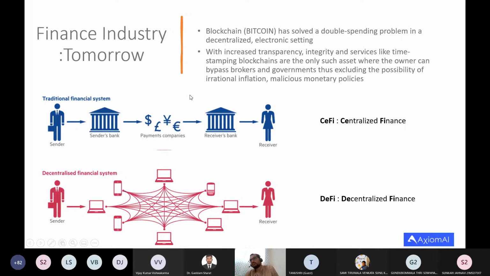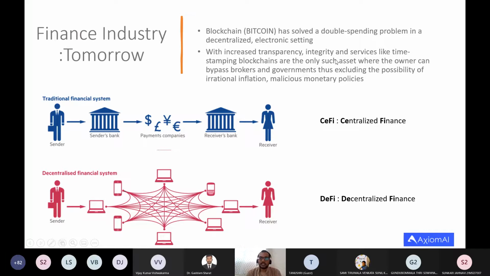If you are aware of the central banks, they come up with all kinds of nonsense policies. Take the RBI for example, they did demonetization without doing due diligence on how much it would impact the public. That kind of scenario would go away with a decentralized finance system, and hopefully we will see this kind of system in our lifetime. All right, let me see if I missed something.